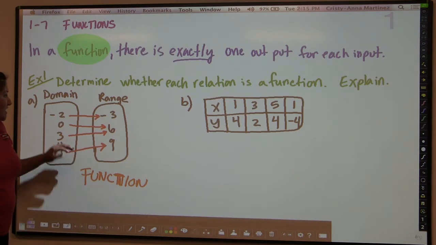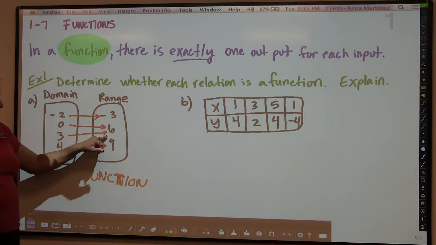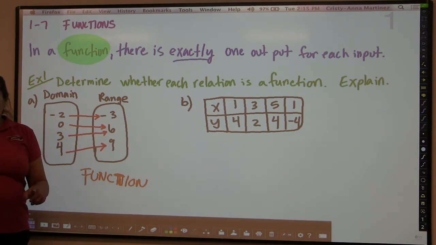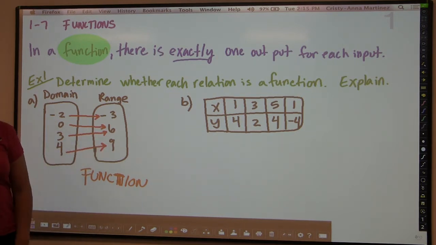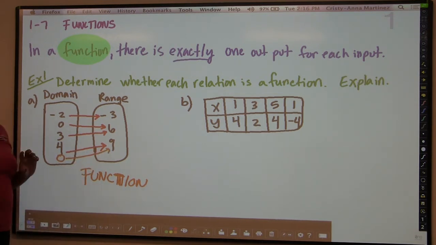In order for it to be a function, every x value can only have one y value. 0 has a y value, which is 6. 3 has a y value, which is 6. No one ever said that they couldn't have the same y value. So just so that you're clear, the problem would be if you had another 0 and then that 0 went to 9. This is not the case, but if it was the case, I want you to see what the difference is.